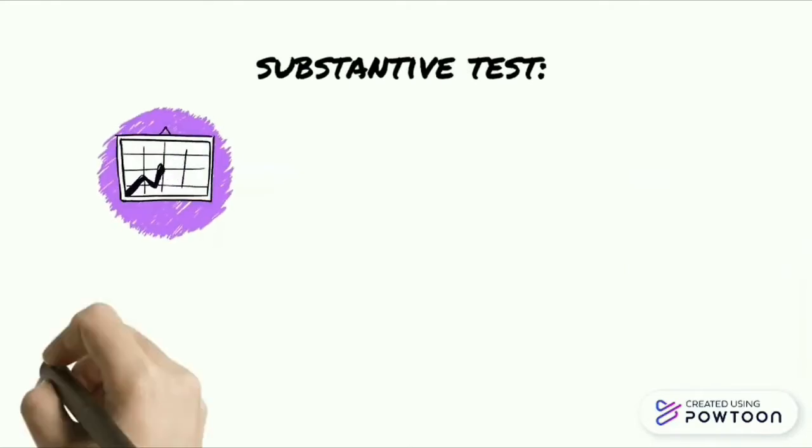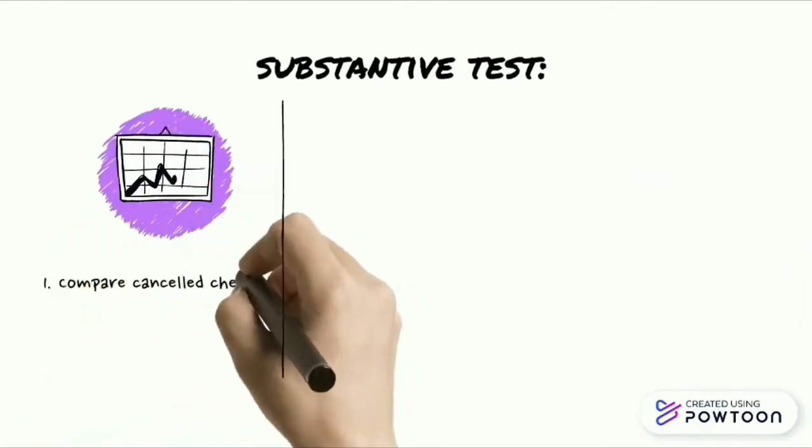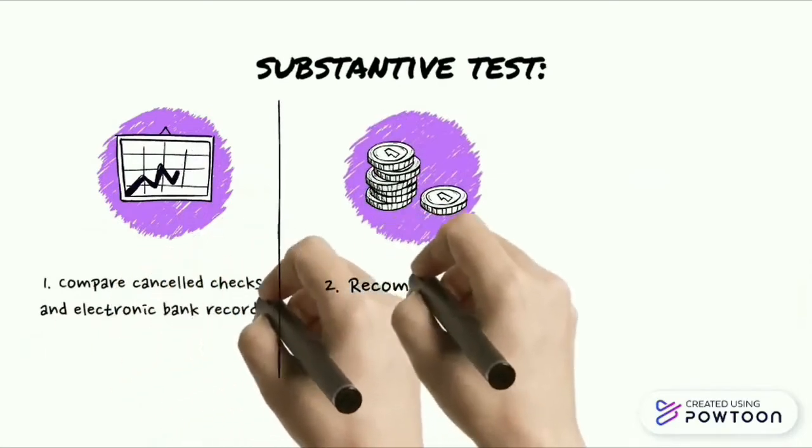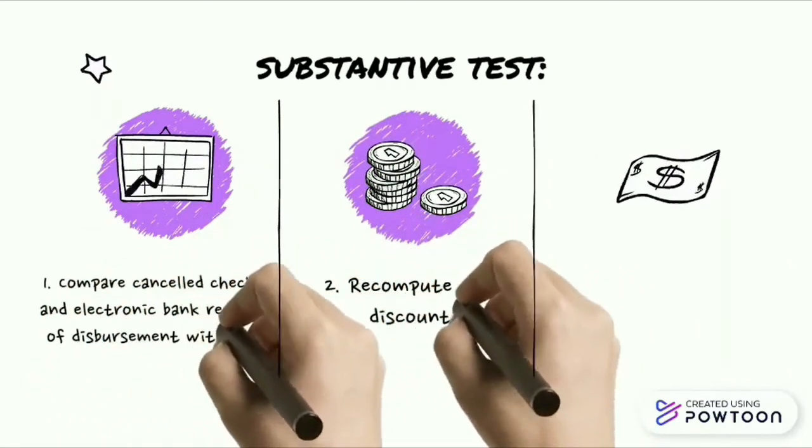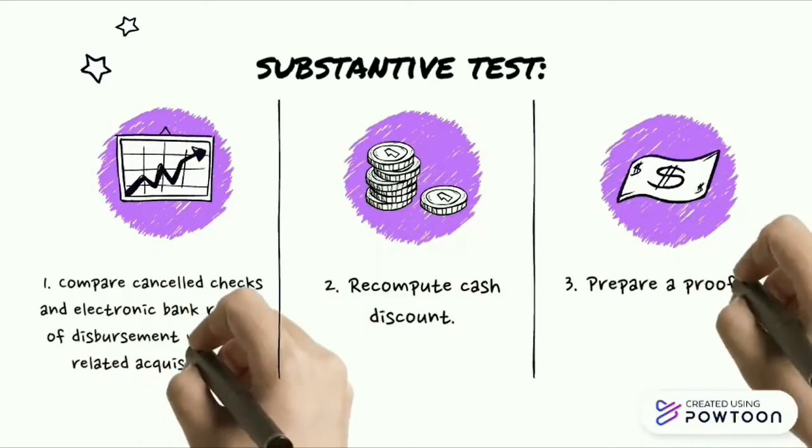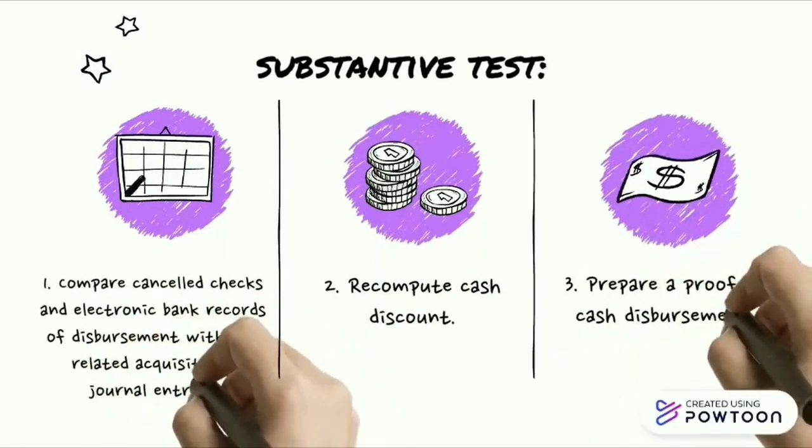Substantive test. First, compare canceled checks and electronic bank records of disbursement with the related acquisition journal and cash disbursement journal entries. Second, recompute cash discounts. Third, prepare a proof of cash disbursement.